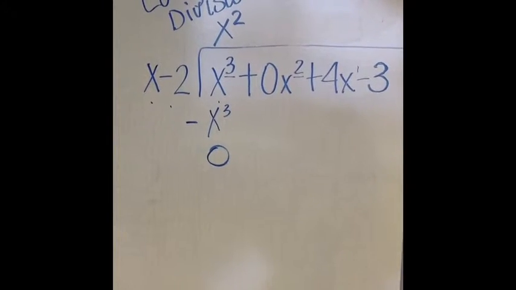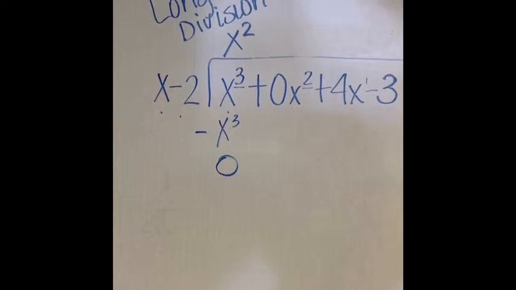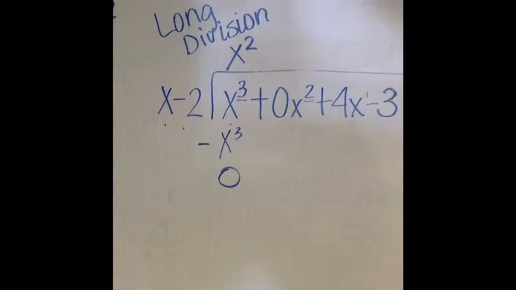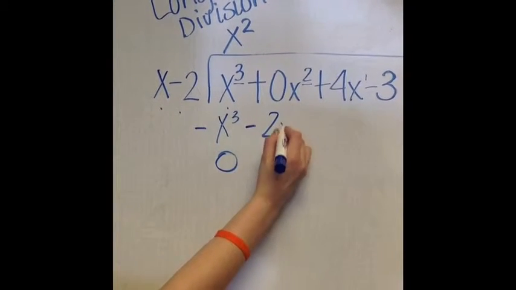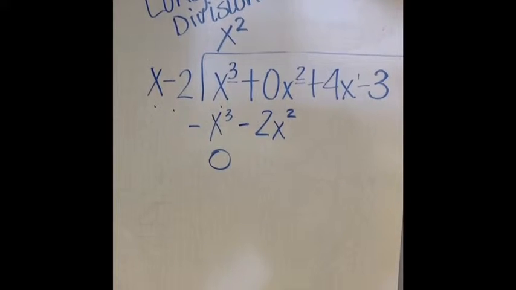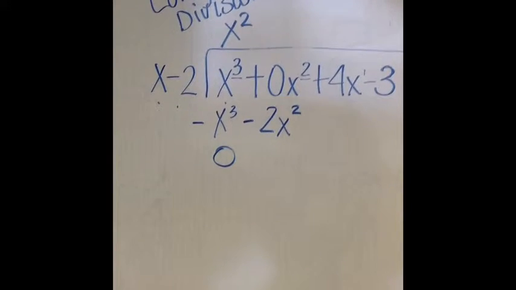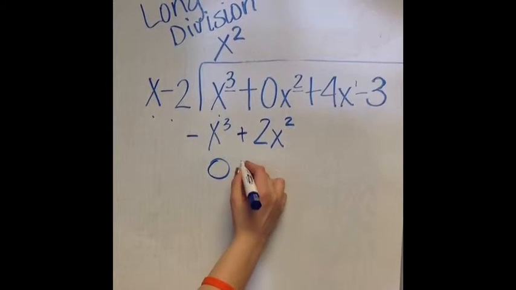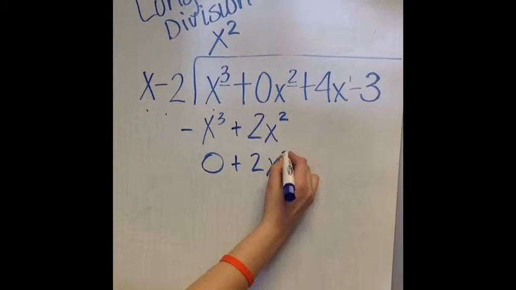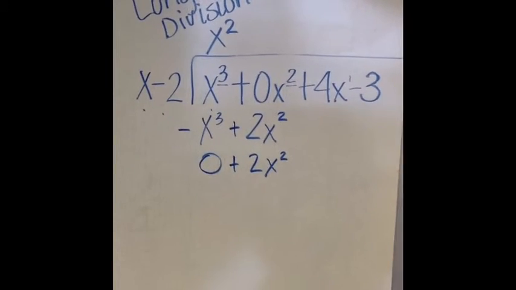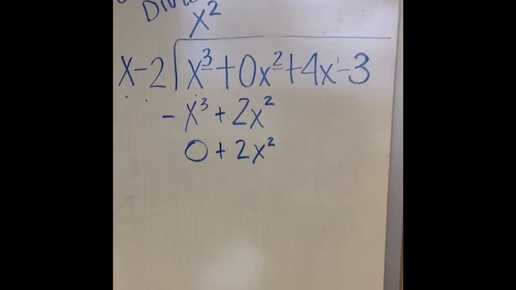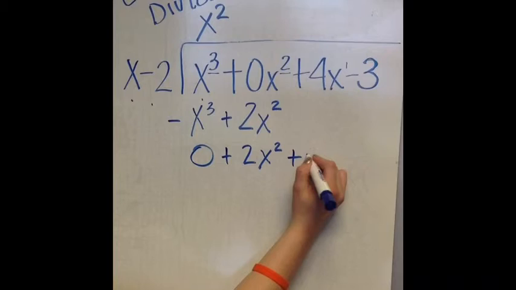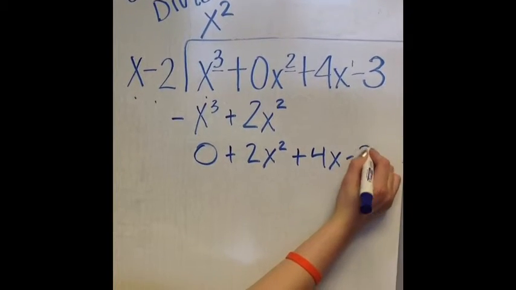Then you also have to take the x squared on the top times the negative 2 on the outside. So then you would have negative 2x squared under the 0x squared, which at that time you change your sign to a positive, and it gives you 2x squared. Next, the other two numbers that are left, the 4x and the negative 3, are just going to be brought down exactly how they are. So you'd have plus 4x minus 3.